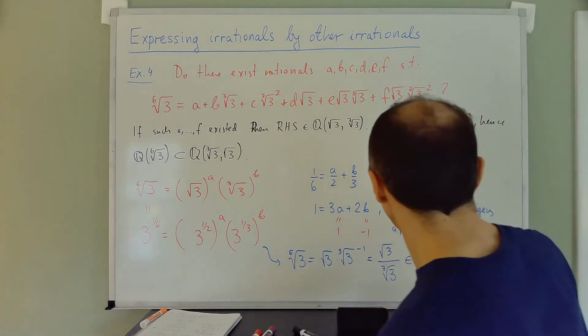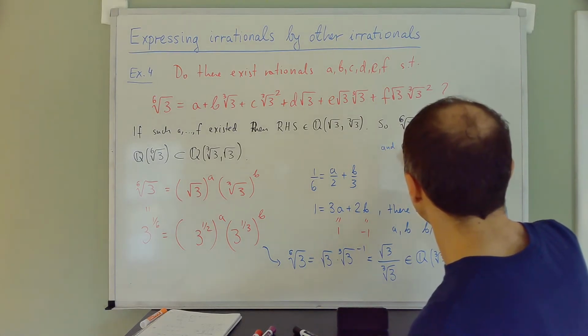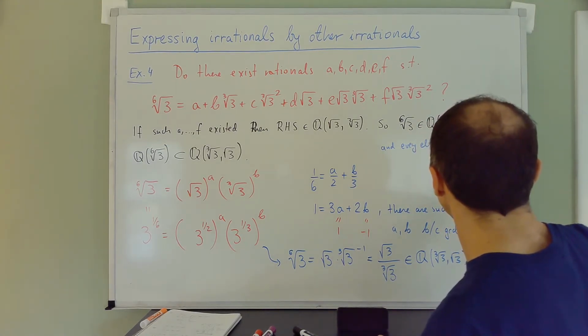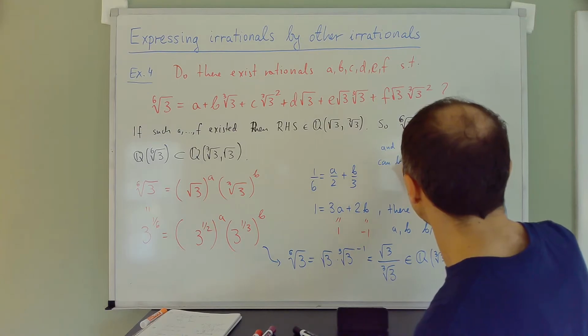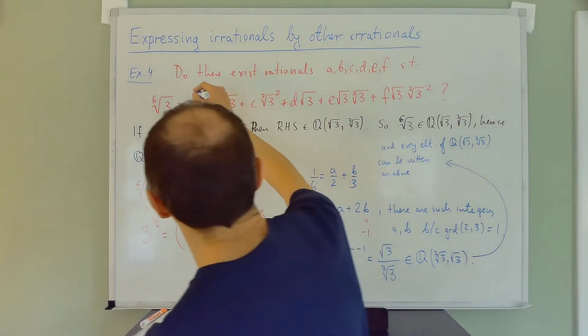And every element of Q adjoin square root of 3, cube root of 3 can be written as above. The as above meaning this.